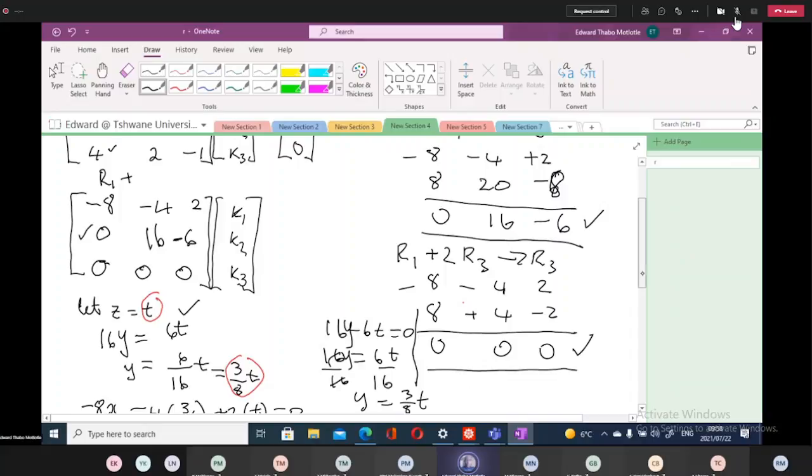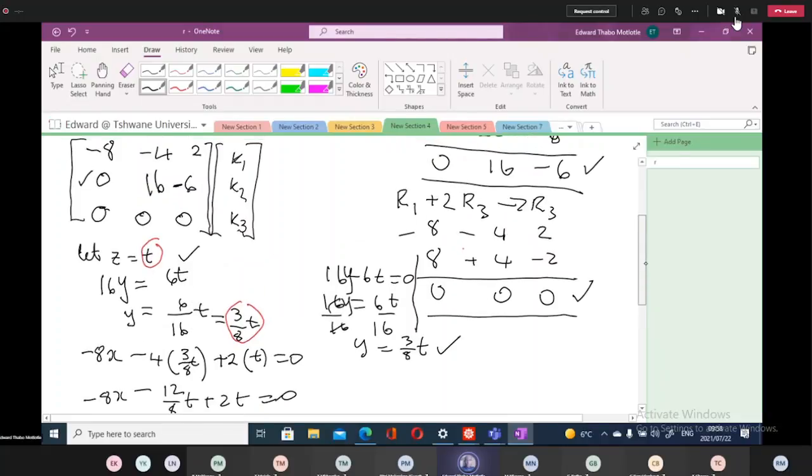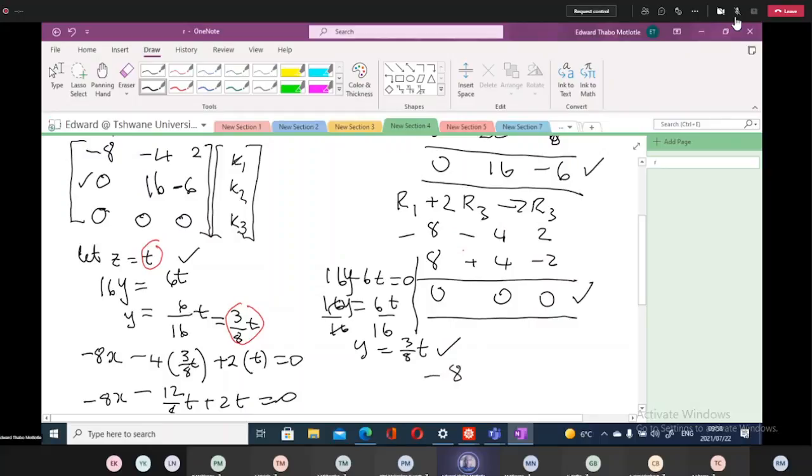So that's how I got that one. The next one, we are solving for X. So you'll substitute Y and Z. So let's see what is there. It's -8 minus 4 plus 2.